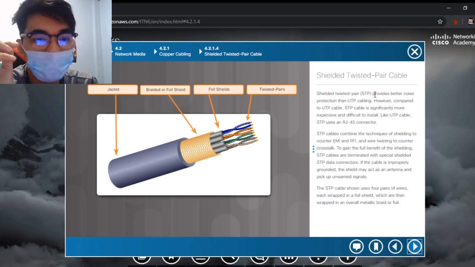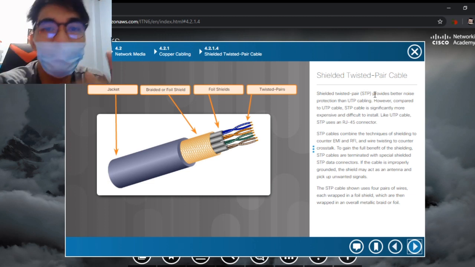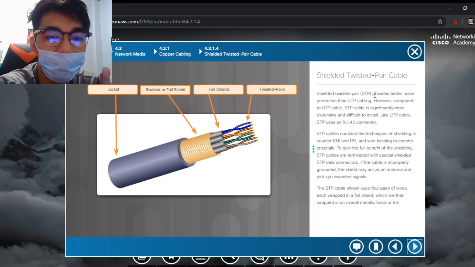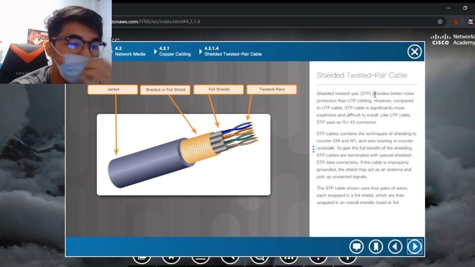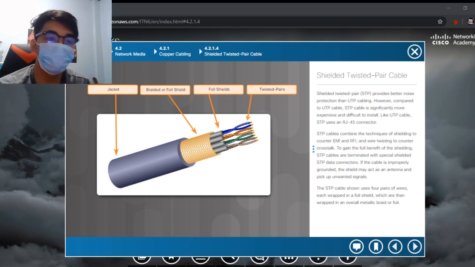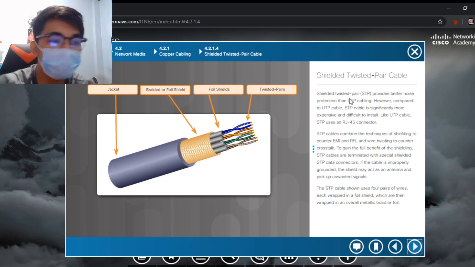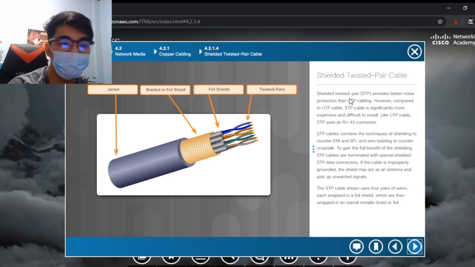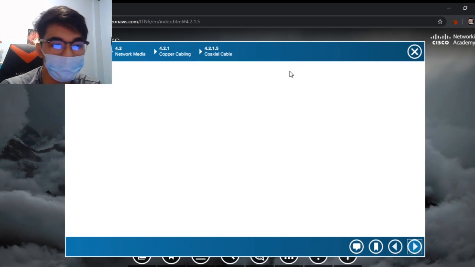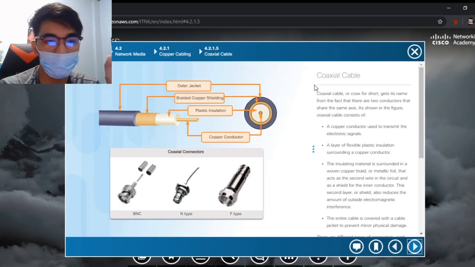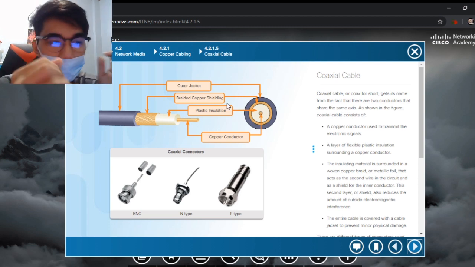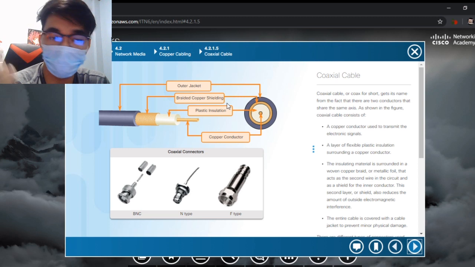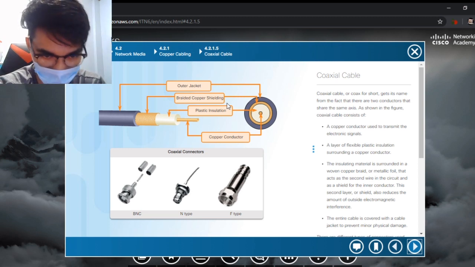But still, always remember that STP is more efficient and more expensive than UTP. The parts of an STP are the jacket, then the braided or foil shield, then the foil shield, then the twisted pair, as you can see in here. Then the coaxial cable, as you can see, these are the parts: the outer jacket, braided copper shielding, the plastic insulation, and copper conductors.